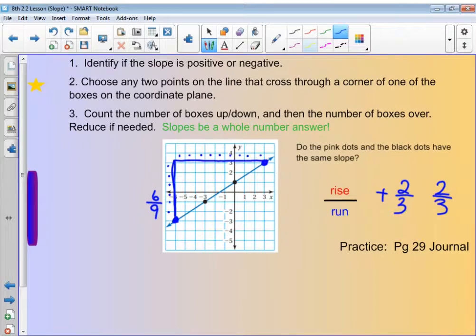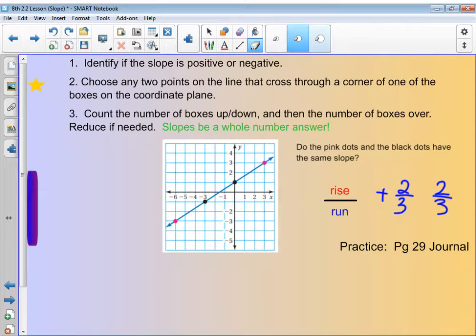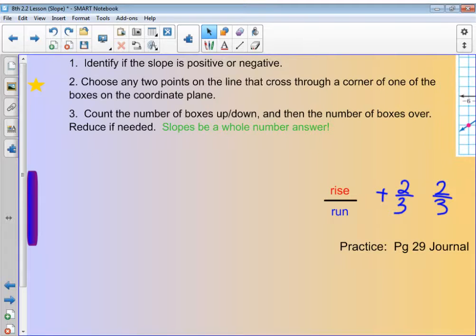Even if I picked these 2, this one and this one here. If I do the rise on that, it would be 1, 2, 3, 4. The run, 1, 2, 3, 4, 5, 6. 4 over 6 still reduces down to 2/3. So as long as you're picking points that are on corners, it doesn't matter what 2 points you pick. You're still going to get the same slope of a line. So let's go ahead and practice some of these.